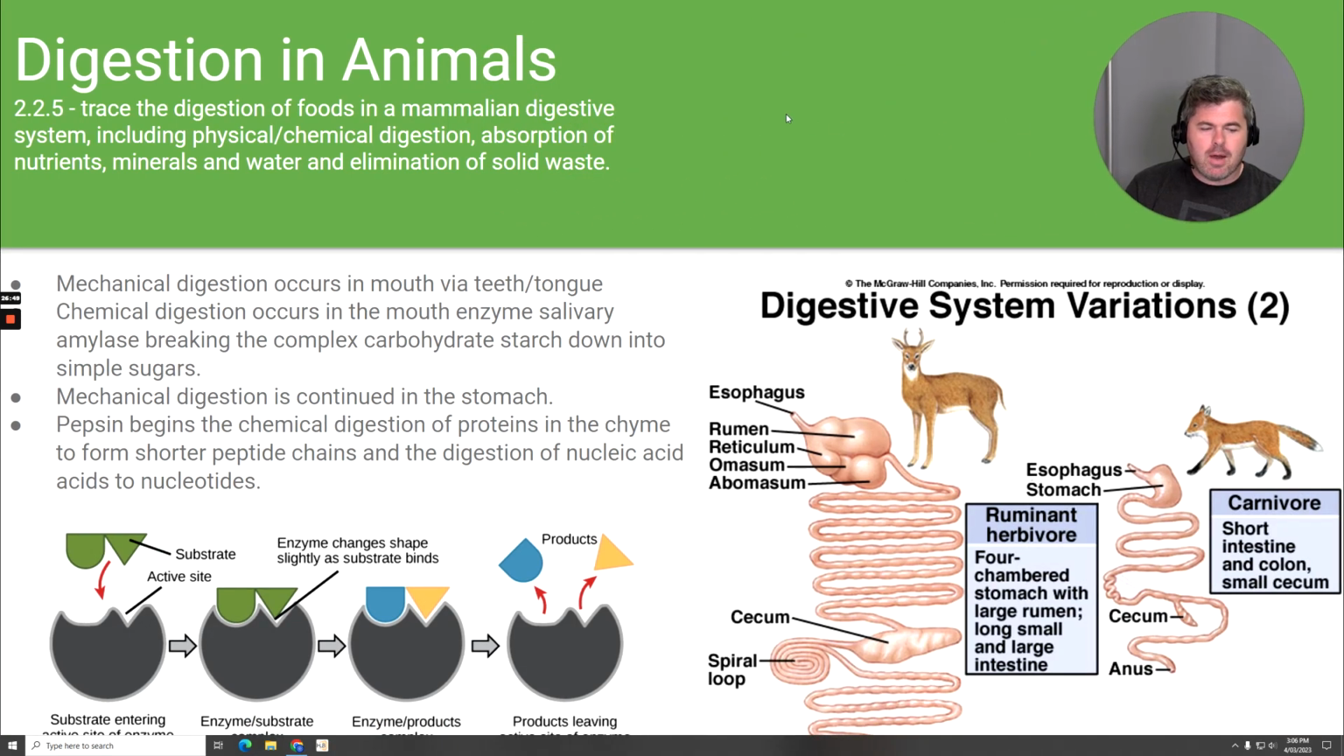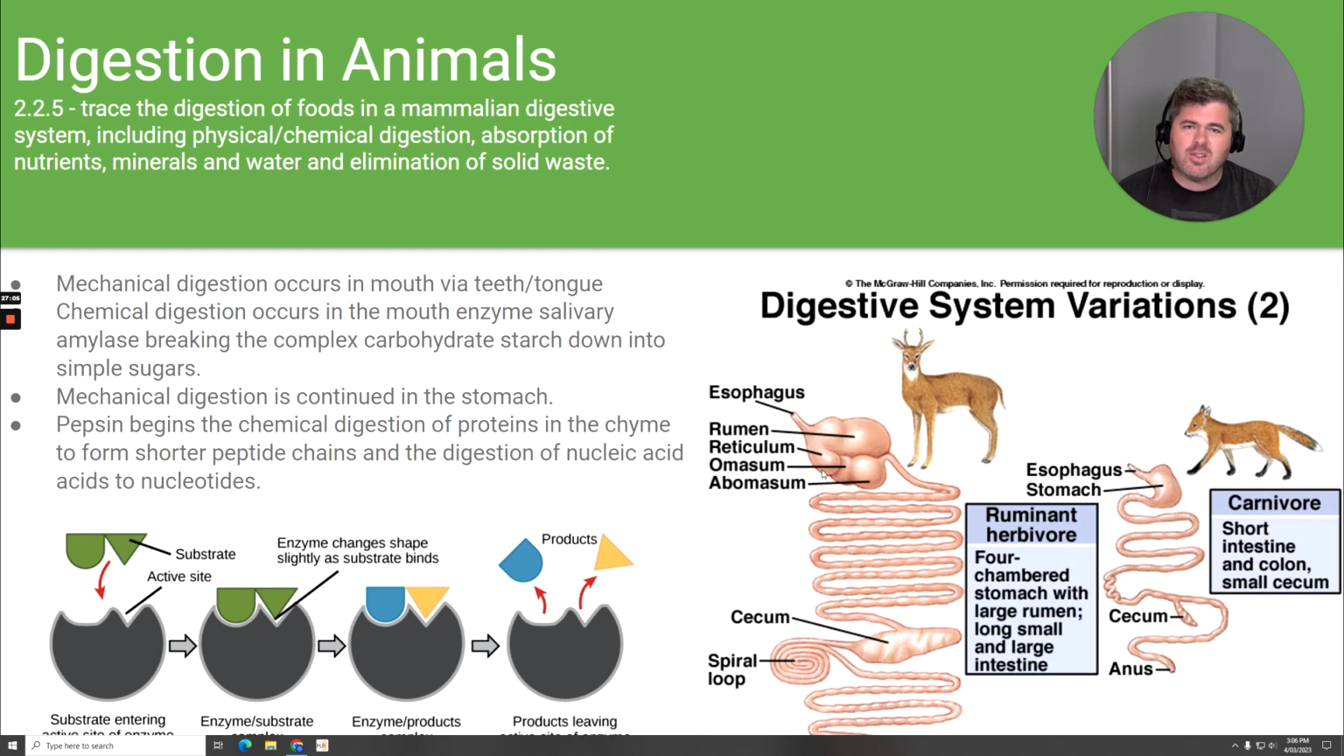Here we have a comparison. Now let's say we're looking at a deer and we're looking at a fox. A fox is a carnivore. It eats protein primarily from stripped animal flesh. A deer is a herbivore. It eats plant life such as grasses.